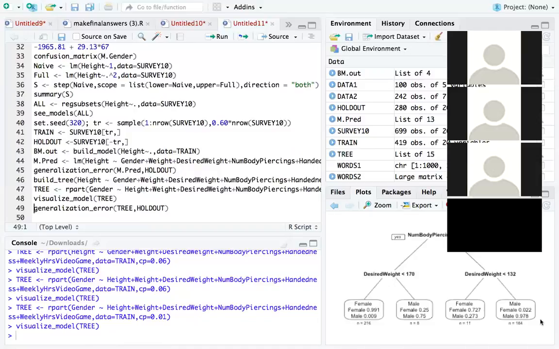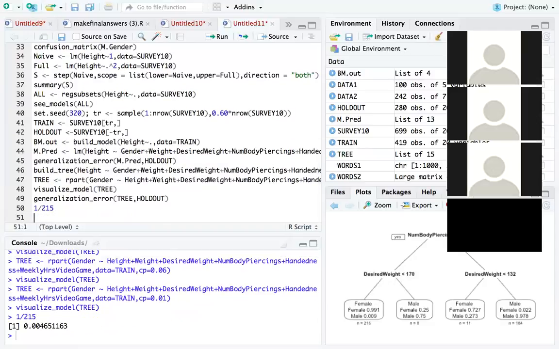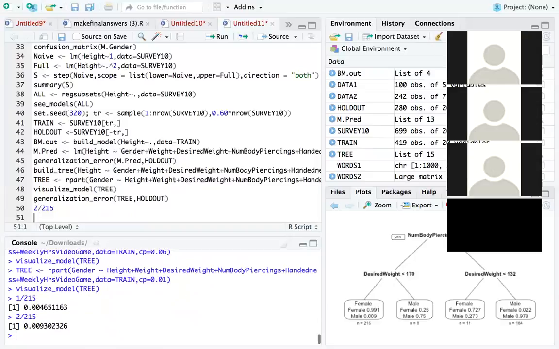Leaf number 1 is doing the best because we want to avoid impurity. We don't want impurity because pretty much everybody in this leaf is female. We actually have 1 male here, or maybe more. Let's find out real quick. 1 divided by 215, and no, we have 2, because that's the percentage, the 0.009. So there's 2 males in that leaf and 213 females. That's what that 0.009 means: 0.9% of that leaf is male. And we would predict everyone there would be female.